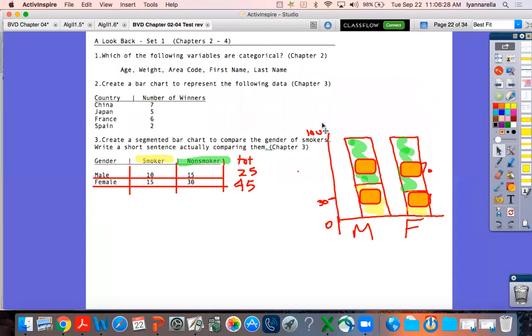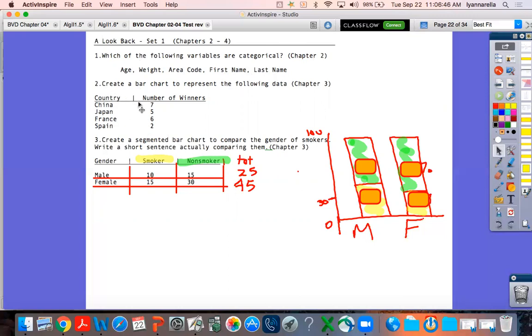Okay, now for the look back, when I ask you which are categorical, you can circle categorical and leave the quantitative out. So for chapter 2, there are like 6 questions, but they have multiple parts. So which are categorical? Age, weight, area code, first name, last name, circle the ones that are.